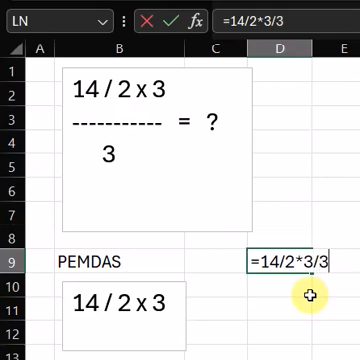Let's see if we come up with the right answer. 7, and that is the right answer. If you did this in your head, 14 divided by 2 is 7, times 3 is 21, divided by 3 is 7. So this is just a very fast and quick demonstration to emphasize the order of operations, one of the basic items we need to understand when we're working algebra.